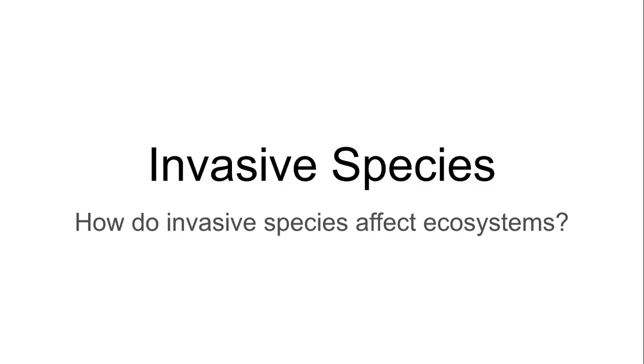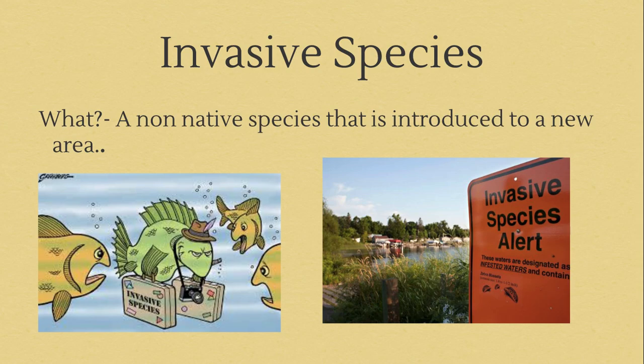So let's look at invasive species. How do invasive species affect an ecosystem? So we need to know what they are, how they get to certain places, and then what kind of shenanigans they cause. All right, so let's look at what it is first.